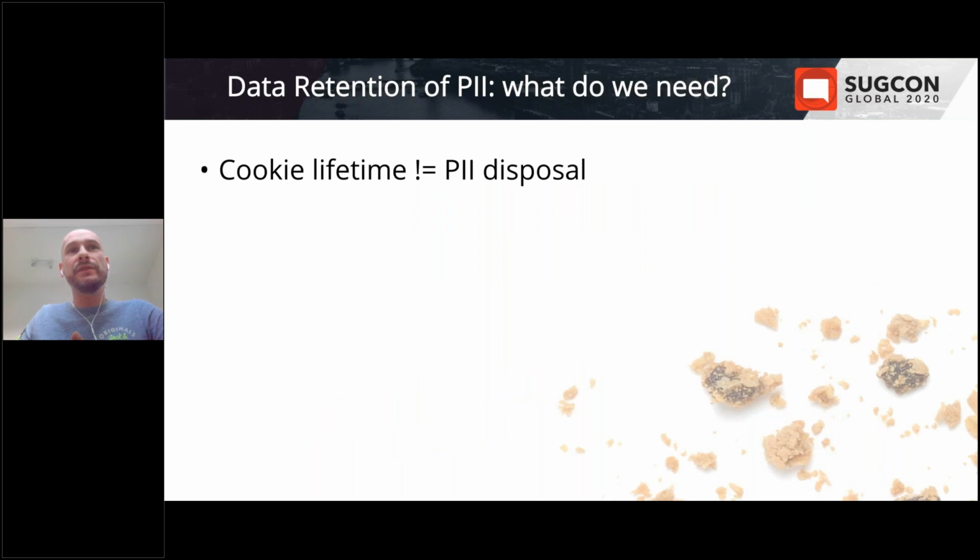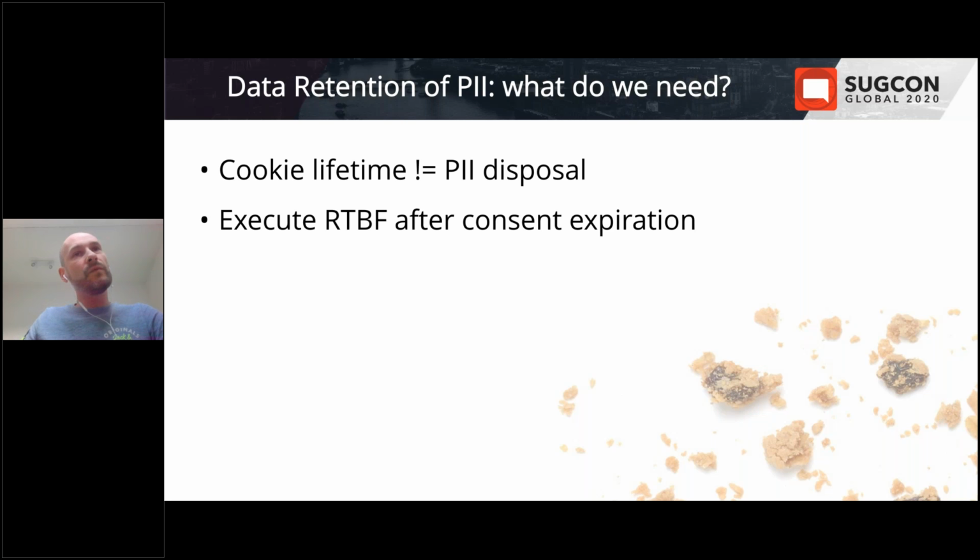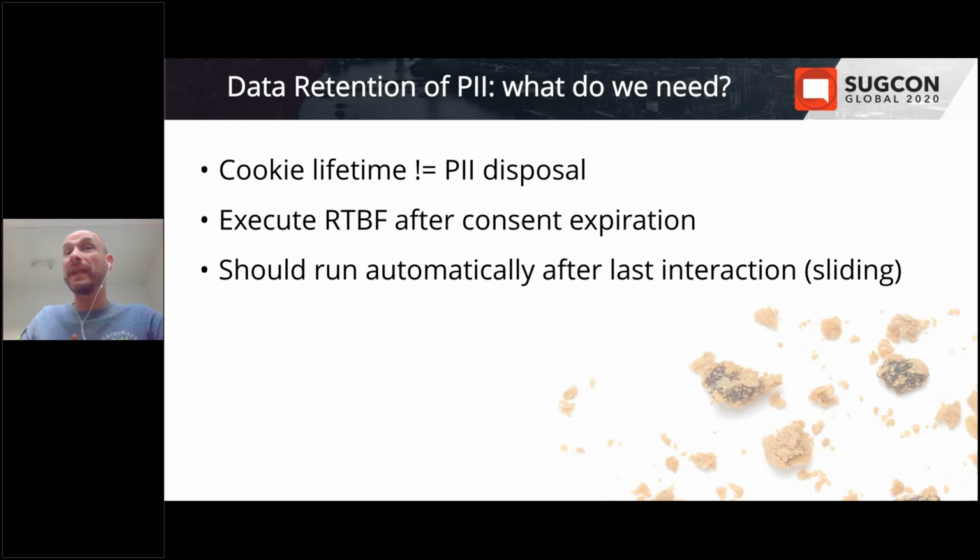So what do we need to do? Well, first of all, realize that cookie lifetime is not equal to PII disposal. So if your privacy policy says we'll store your data for 2 years, setting the cookie lifetime to 2 years only takes care of the connection with the data, but the data will still be there. So what we need to do is execute the right to be forgotten after the consent expiration. And I think it should run automatically after the last interaction.